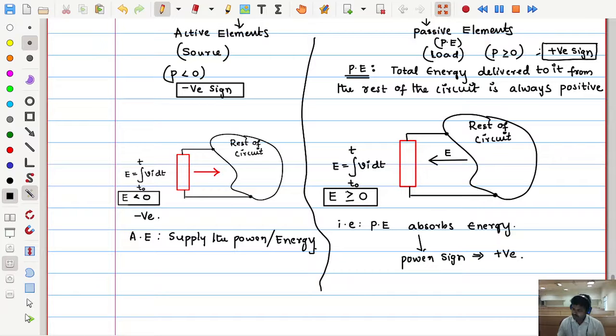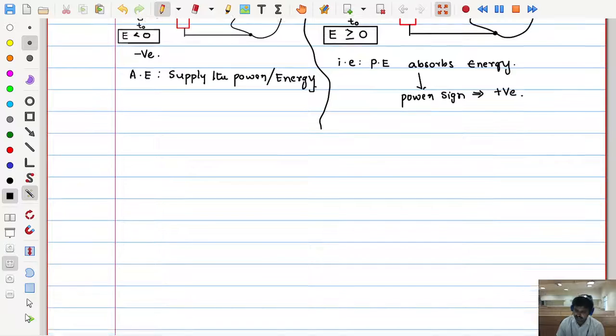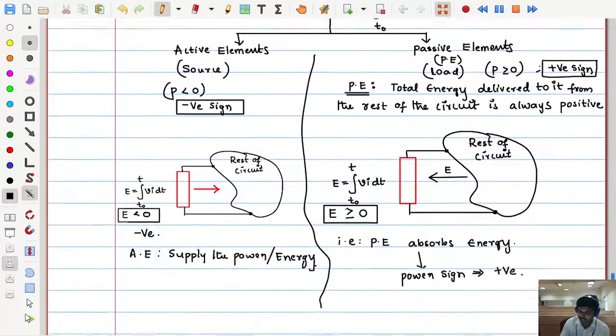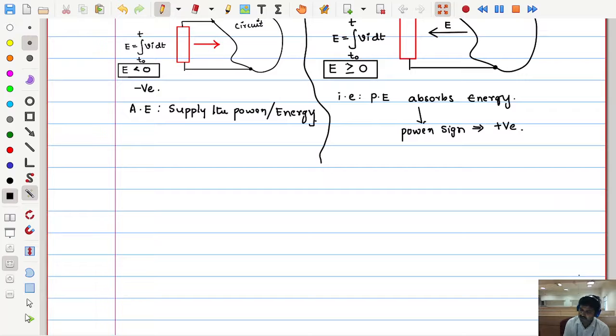Clear? Right. So now quickly let me show you the active elements classification further. Then we will take up one simple problem. Right. So let us take the detailed discussion on the active elements, then we see the passive elements. Clear? So now let us take the active elements.